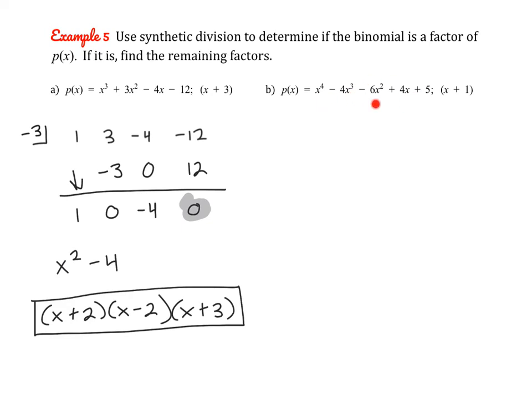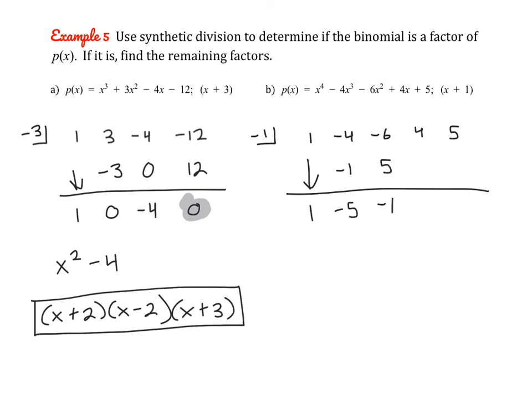All right, let's try part B together. Again, we're going to test to see if it's a factor. So let's list out our coefficients: 1, -4, -6, 4, and 5. And our box goes -1. You'll see the more we do synthetic division, the quicker and easier it will get. So drop it down. Then we multiply and add. Multiply and add. Multiply, add, multiply, and add.